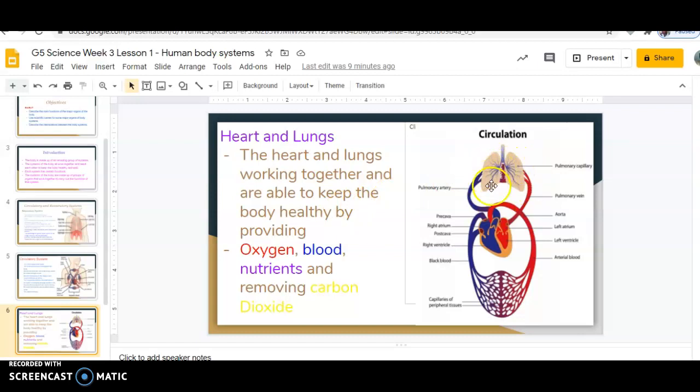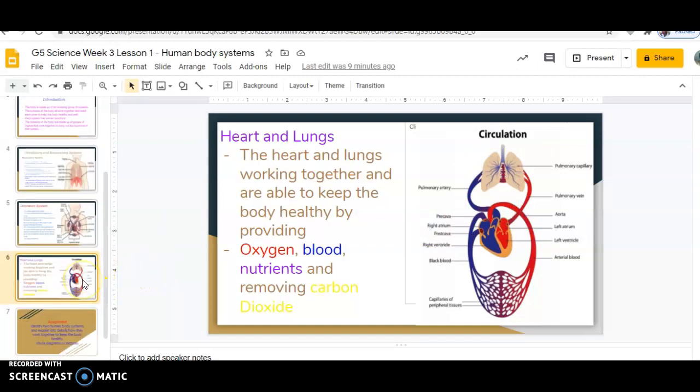You can see here that without the respiratory system, the circulatory system might not be useful, because where will it get the oxygen from? The oxygen must come from the lungs. Now, that is all. You've seen how the two systems are working together.